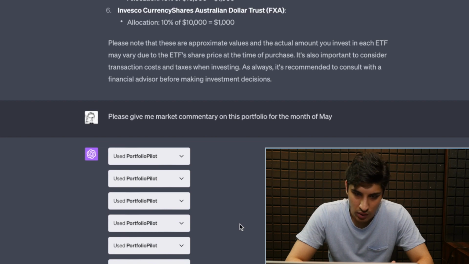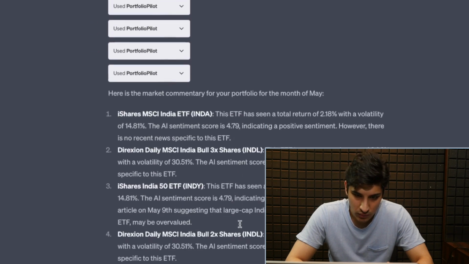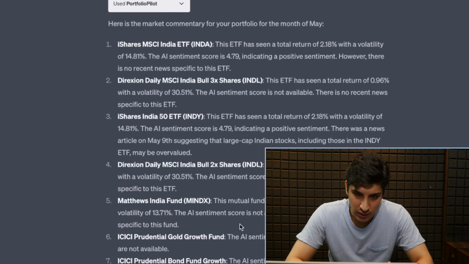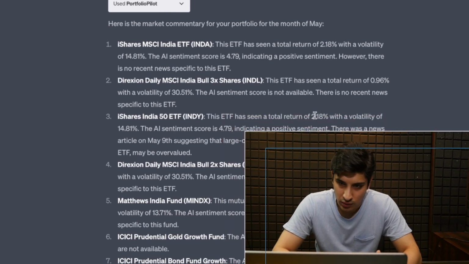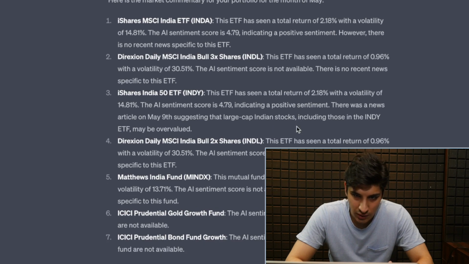Okay, so now I want to get market commentary on this portfolio for the month of May. It does some analysis. This ETF has a total return of 2.18% with a volatility. The AI sentiment score is 4.79, indicating a positive sentiment. However, there is no recent news specific to this ETF.